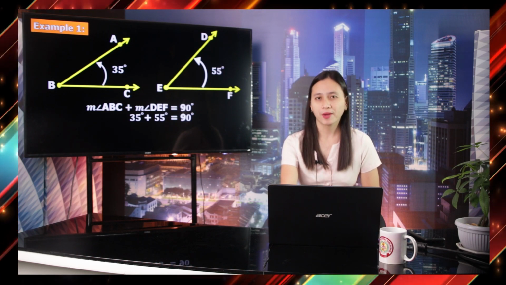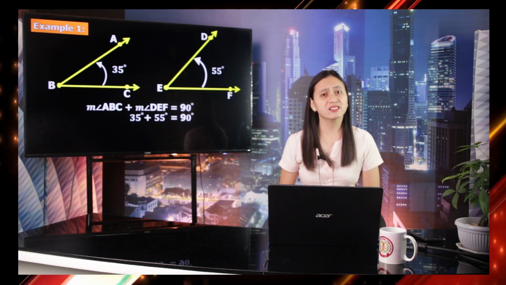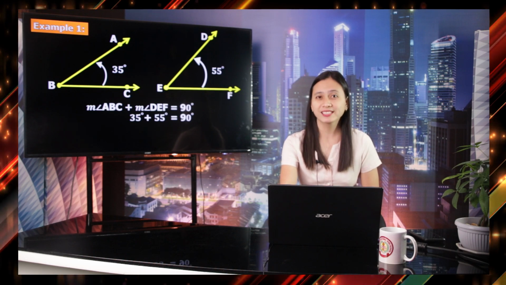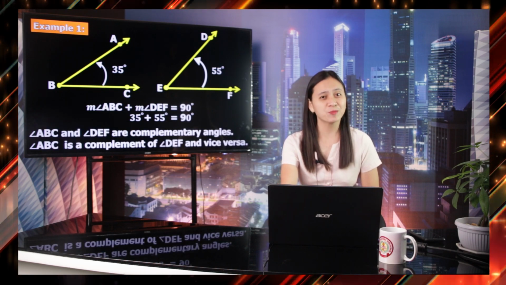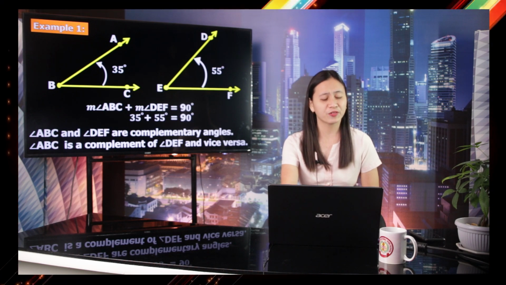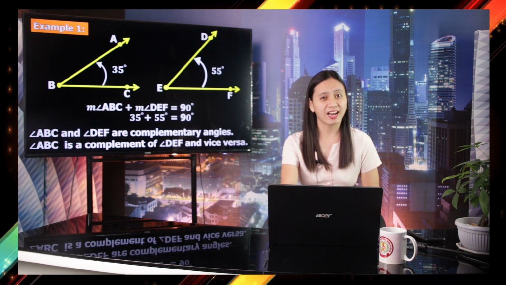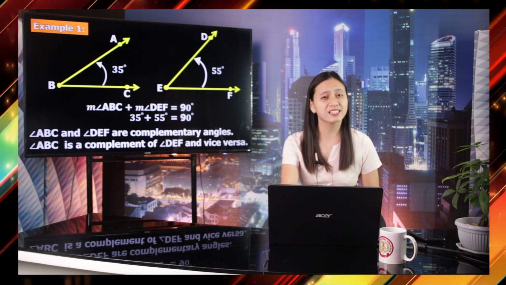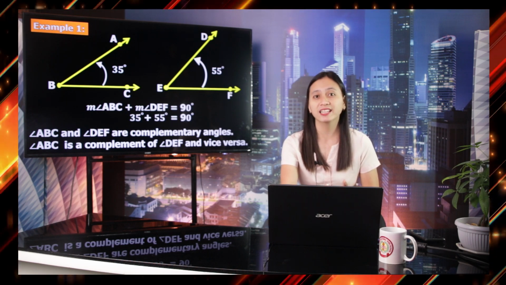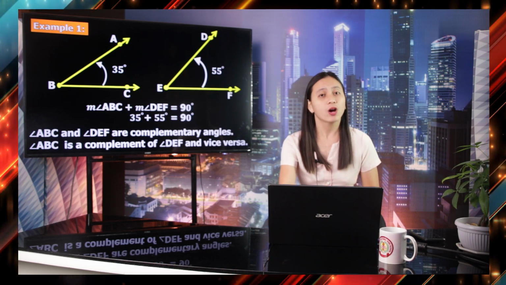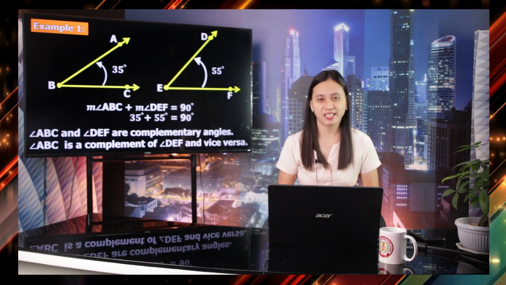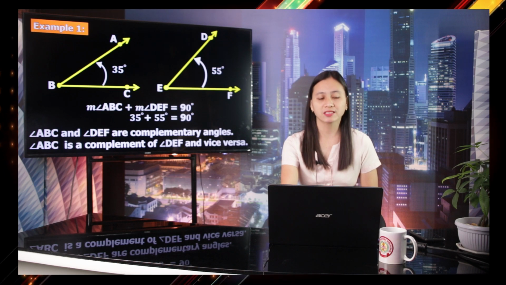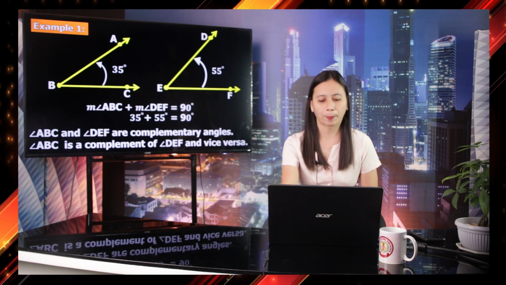That means measure. Since the two angles have a sum of 90 degrees, we can say that angle ABC and angle DEF are complementary angles. In other words, angle ABC is a complement of angle DEF. Or we can also interchange the statement, that is, angle DEF is a complement of angle ABC.